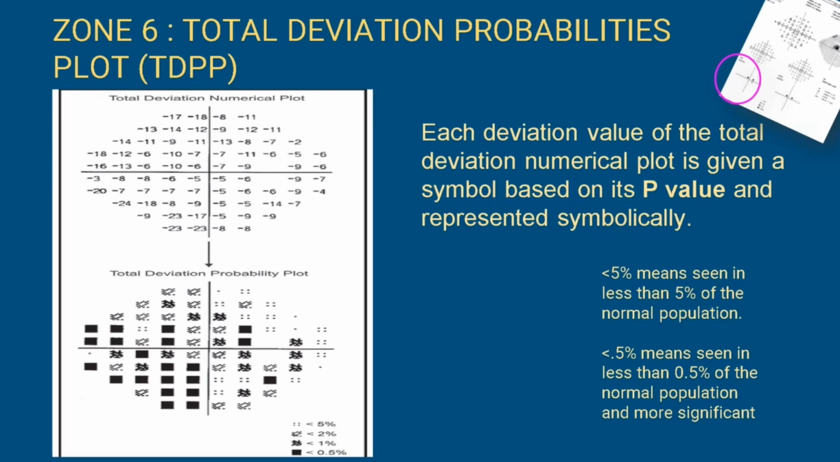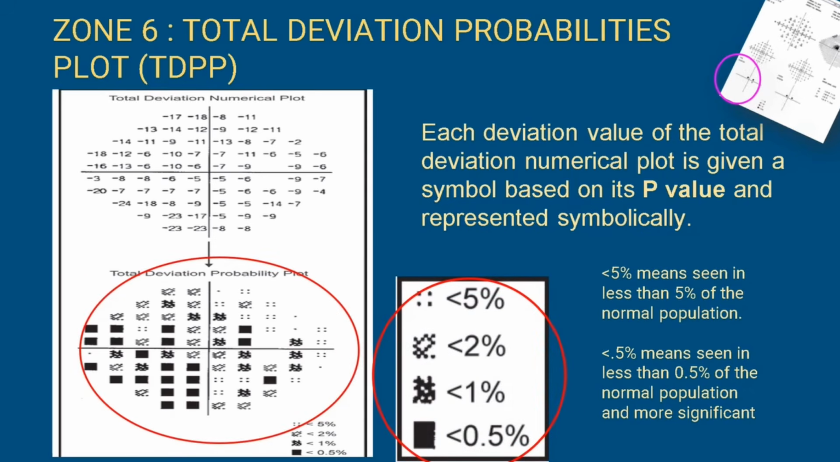Zone 6. Each numerical deviation value of the total deviation numerical plot is given a symbol based on its p-value, that is probability, and this will form the total deviation probability plot. In the scale, less than 5% means that it is seen in less than 5% of the normal population, and less than 0.5% means it is seen in less than 0.5% of the normal population and therefore is more significant.